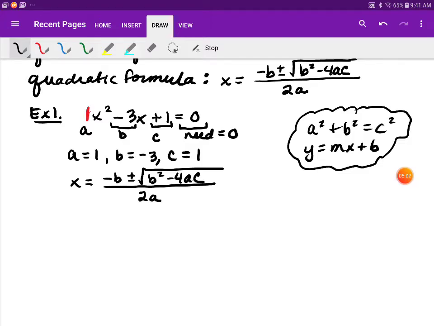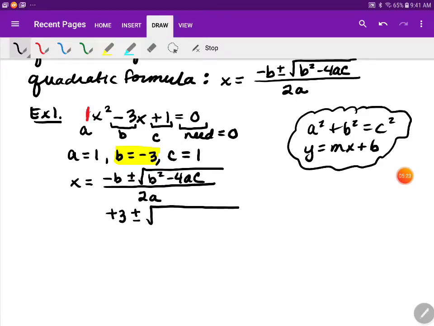Okay, so let me show you how it works. Negative b. If I look at b here, b is negative 3. So negative b would be positive 3. Okay, so that's going to be positive 3. Negative b means the opposite of b.